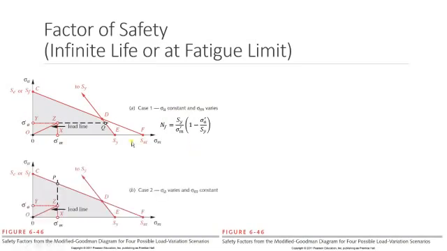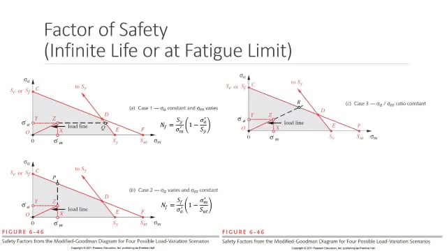Another condition would be to consider that the mean stress is going to stay still, and if there's any increase, we're going to see it all in the alternating stress. If that's the case, our factor of safety now will be XZ divided by XP, and that equation reduces to this.